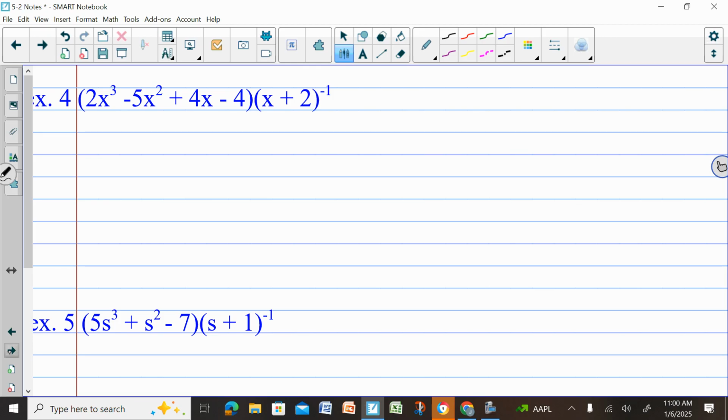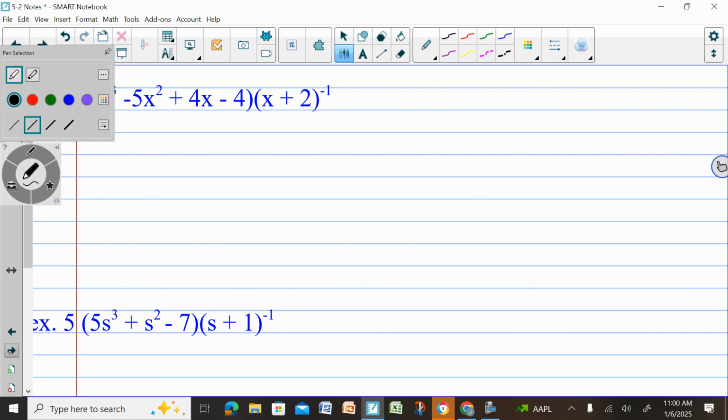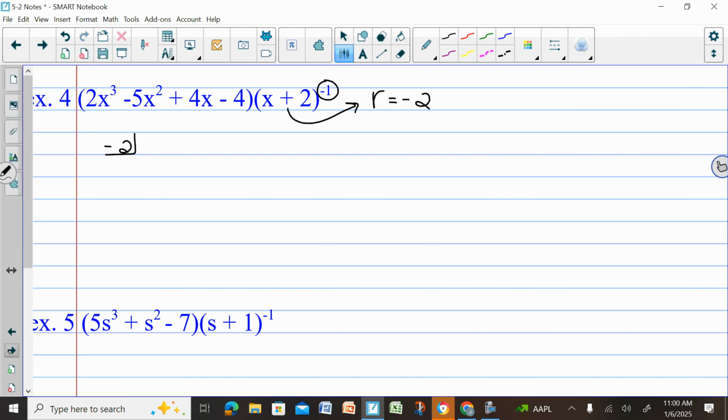So for the next example, example 4, we're going to just go through. I'm going to put the r value in here as -2. This right here is just showing us division, no big deal. Here's my -2. All right, 3, 2, 1, none, we're good. So we go 2, -5, 4, -4, 2. All right, so I bring down the 2. -2 times 2 is -4. Add those together, I get -9.